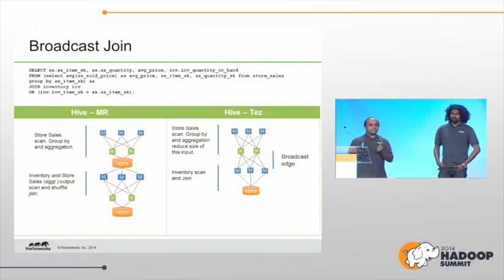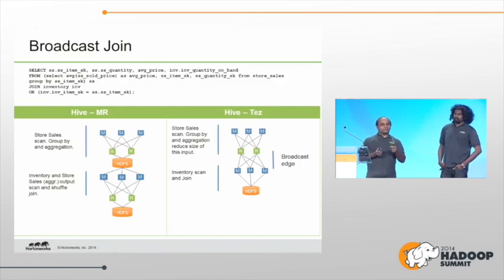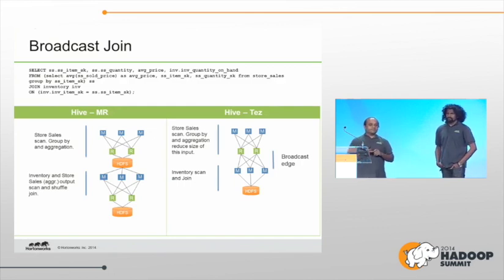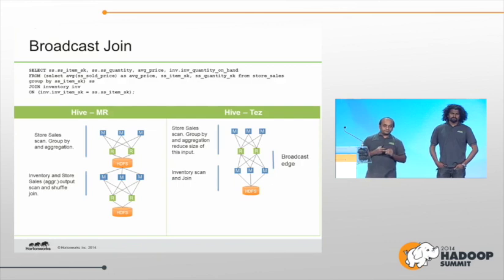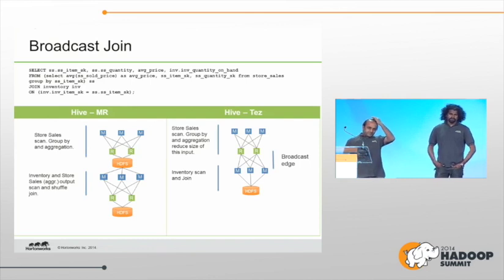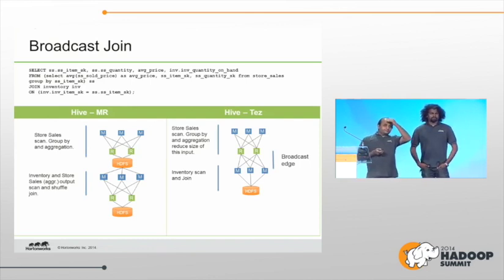Now, this broadcast essentially means that each output goes to all the subsequent mappers, and this broadcast edge avoids writing data to HDFS, which I've already mentioned before. Another advantage of a broadcast join is that it achieves much better parallelism.